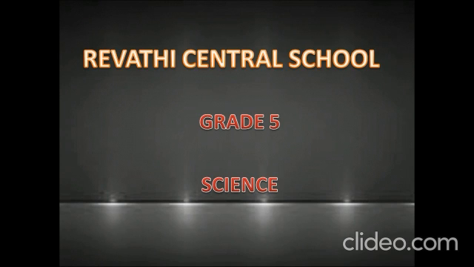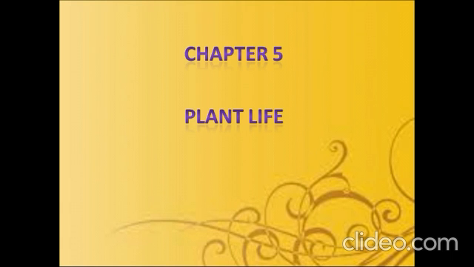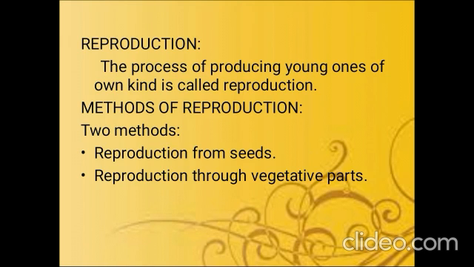Today we are going to discuss chapter 5, that is plant life. So till now in this chapter, we had seen the reproduction systems in plants and how the seeds get dispersed. Reproduction may take place in two methods. One is reproduction from seeds and another one is reproduction through vegetative parts.